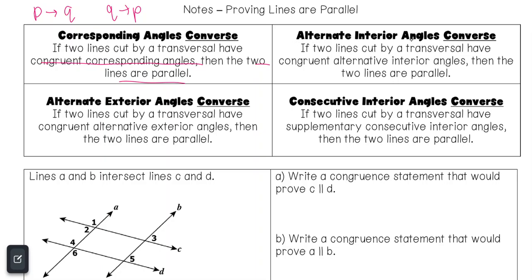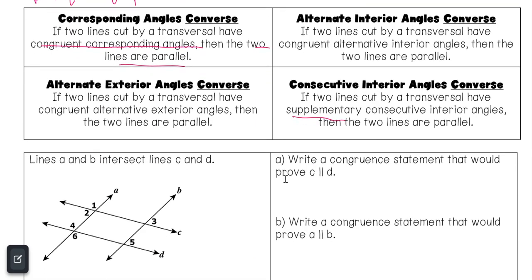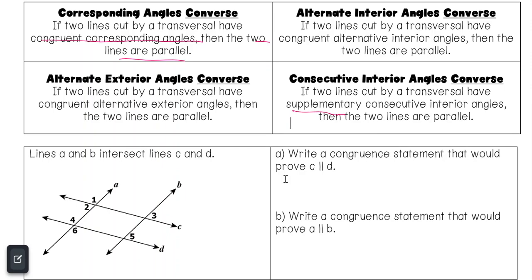So if alternate interior angles are congruent, then their two lines are parallel. When alternate exterior angles are congruent, then those two lines are parallel. And then remember that our consecutive interior angles have that supplementary relationship. So if those are supplementary, then that makes the lines parallel. So we're kind of just going in the reverse here. So now we're looking for angle pairs to be congruent or supplementary to then claim that lines are parallel.